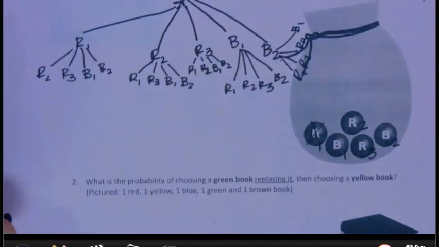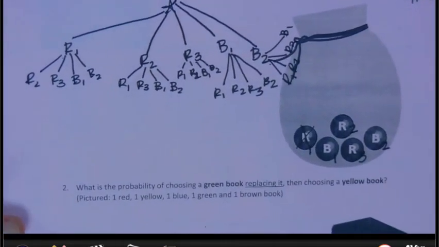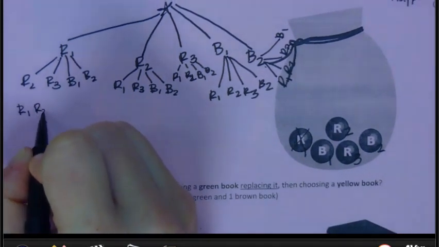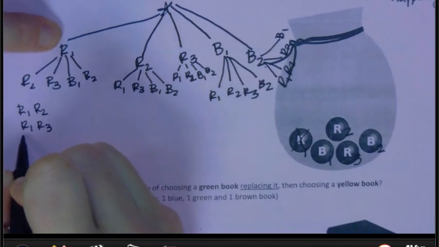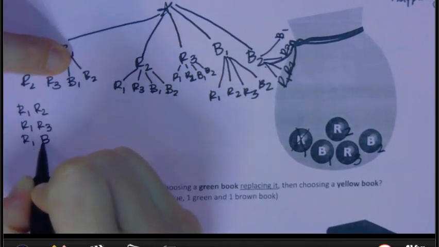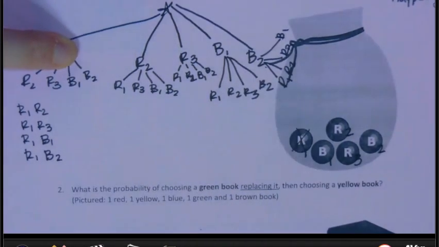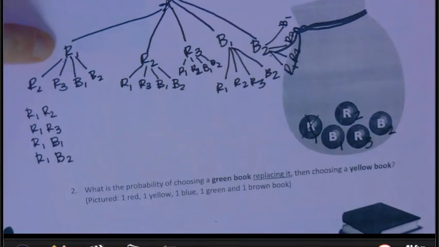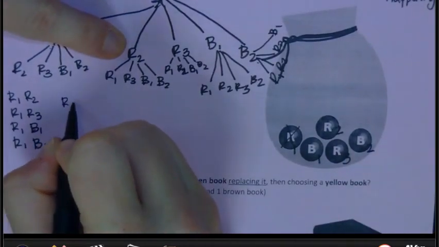Okay. Now, let's go ahead and use our tree to create our organized list. So I can get an R1 or an R2, R1 and R3, R1, B1, R1, B2. Okay, so I just created an organized list from my first tree branch. Okay, let's try the second one together.